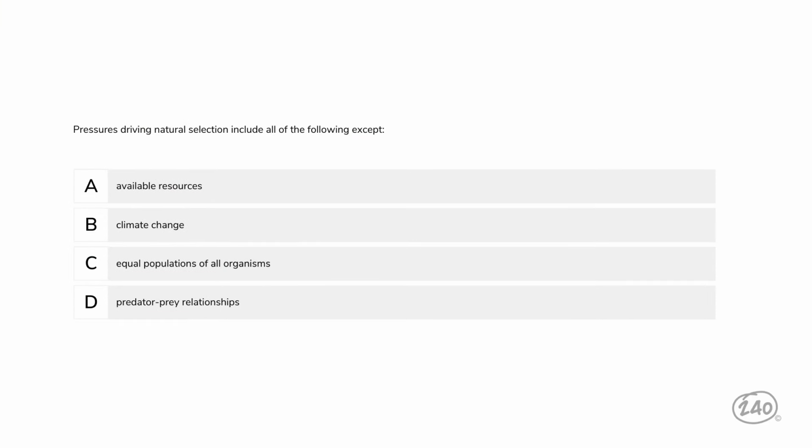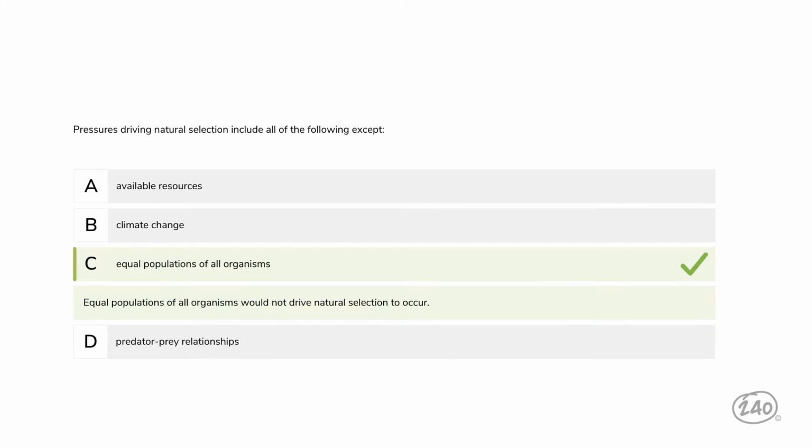Ooh, how about those natural selection questions? What do those look like? Pressures driving natural selection include all of the following except: available resources, climate change, and predator-prey relationships all do drive natural selection. But equal populations of all organisms would not drive natural selection to occur. So this is the best choice.